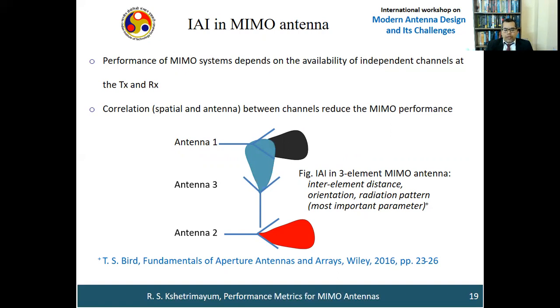Now there will be a lot of inter-antenna interaction between antenna 1 and 3. Whatever signal you're sending from antenna 1 will be received by antenna 3, and whatever you're sending from antenna 3 will be received by antenna 1. So there will be a lot of inter-antenna interaction. And practical antennas usually have back lobes also. In that case, antenna 3 will also start interacting with antenna 2. So the three most fundamental parameters for inter-antenna interaction are inter-element distance, orientation, and radiation pattern.